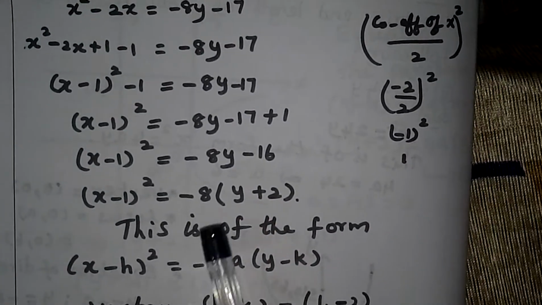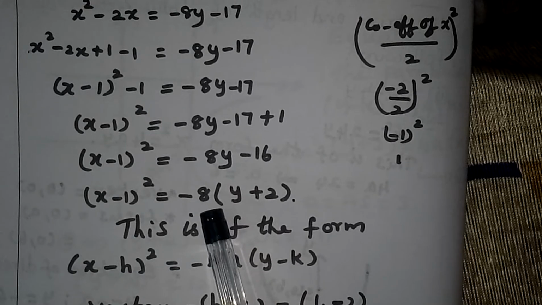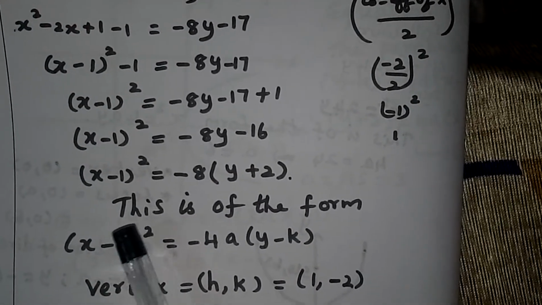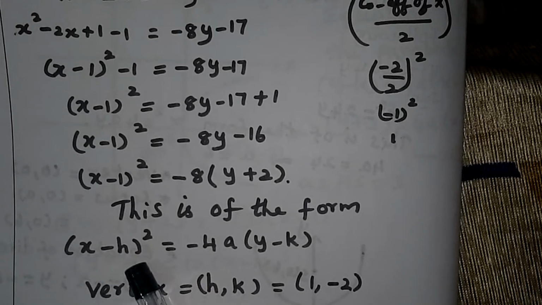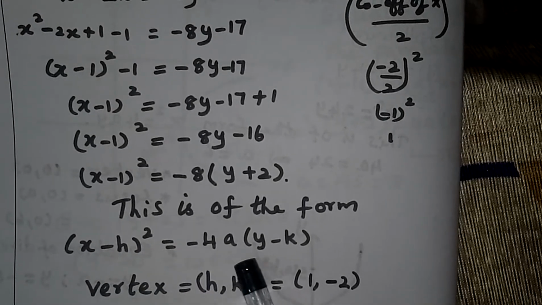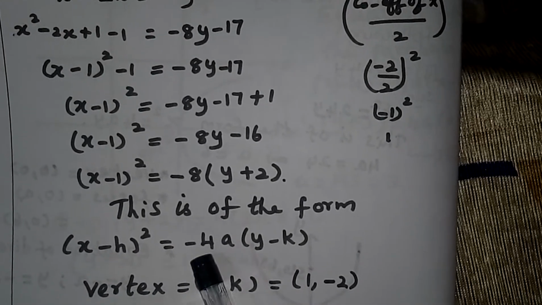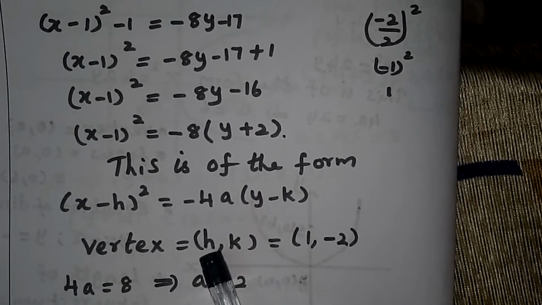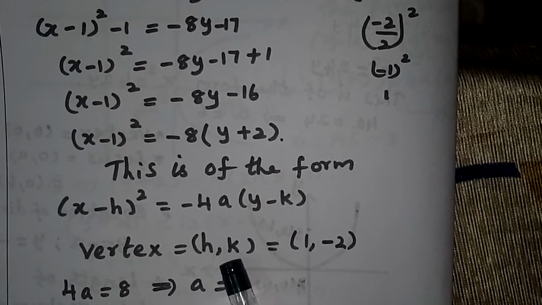Now on the right side you can take minus 8 common outside. It will become y plus 2. So now this is of which form? x minus h the whole square equal to minus 4a into y minus k. Minus you have to keep in the same way. The a value will be positive. Then for this type, the vertex is h comma k.